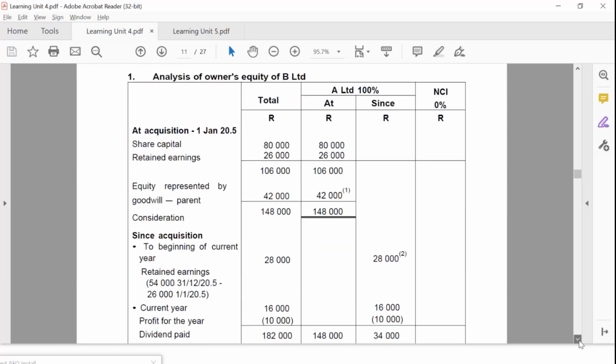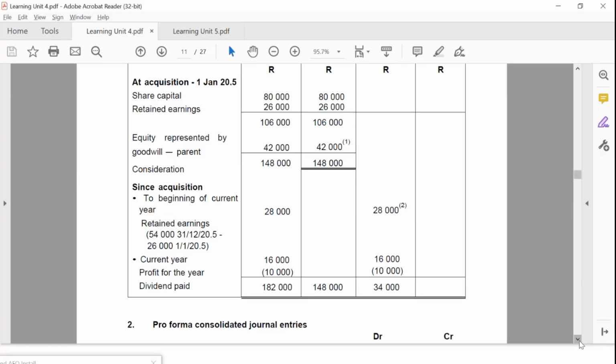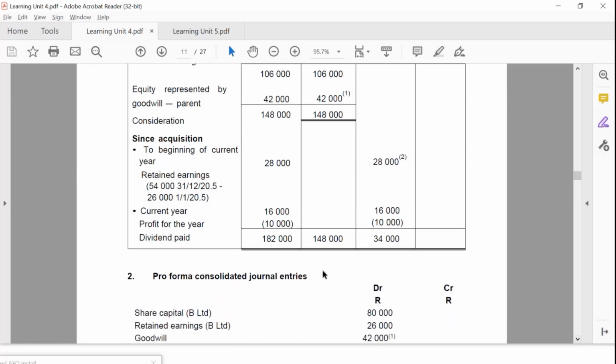Good. So then you have profit for the year, current year 16,000 profit, and then dividend paid. I think it's a bit misaligned, but dividend paid is 10,000. All the 10,000 goes to the parent company. So that means at the end of the year, your net asset value for the holding company is 148,000.